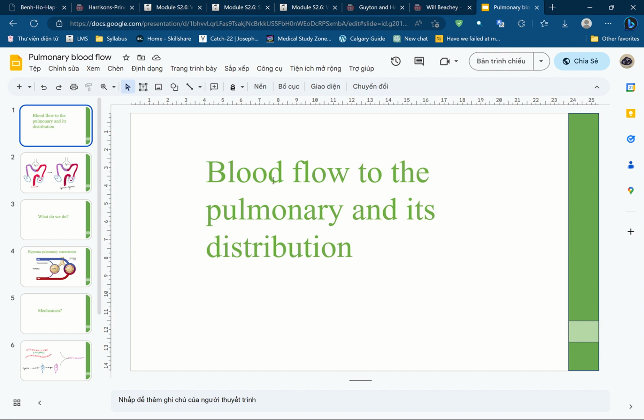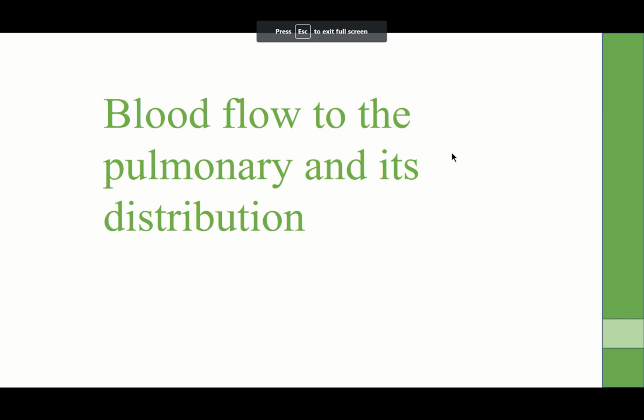My part is the blood flow to the pulmonary and its distribution. It's kind of simple, so I will talk quickly, so you guys can easily understand. Okay, so let's go into the topic, the blood flow to the pulmonary and its distribution.